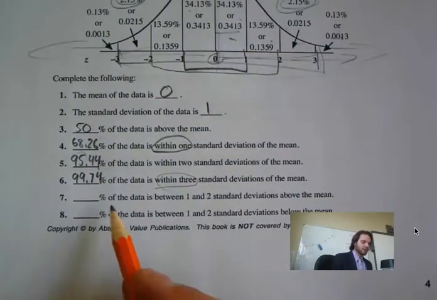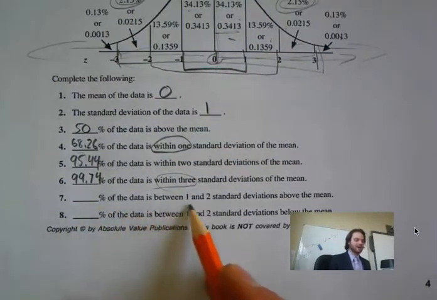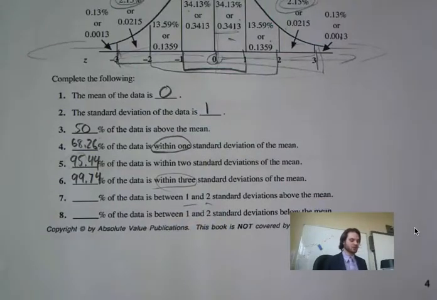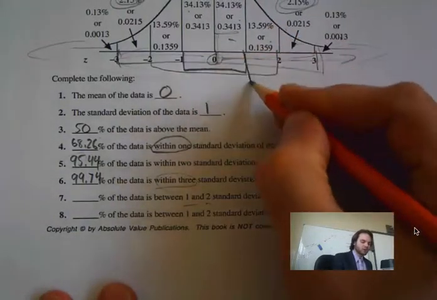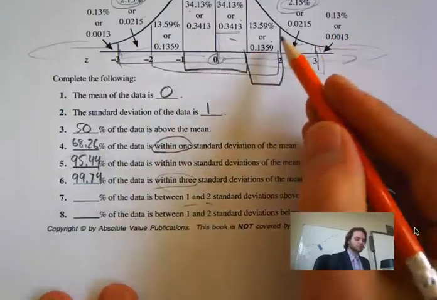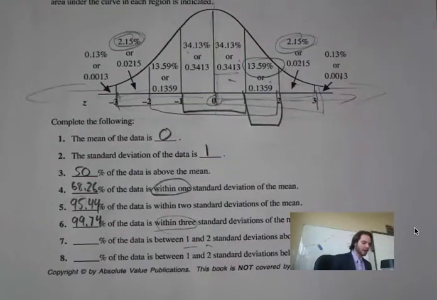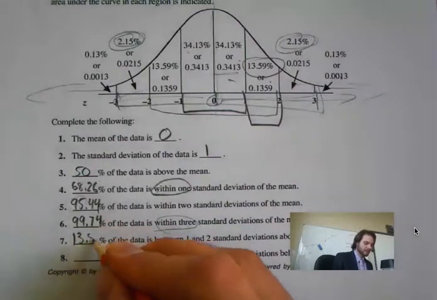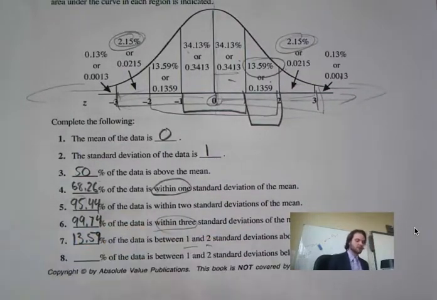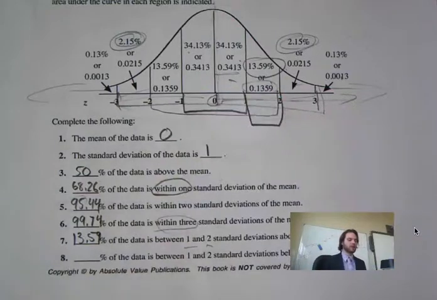Now the next one says, percentage of data between 1 and 2 standard deviations. So where is 1 and 2? That's from here to here. And I look at that, that's going to give me 13.59%, which is 0.1359 of 1.